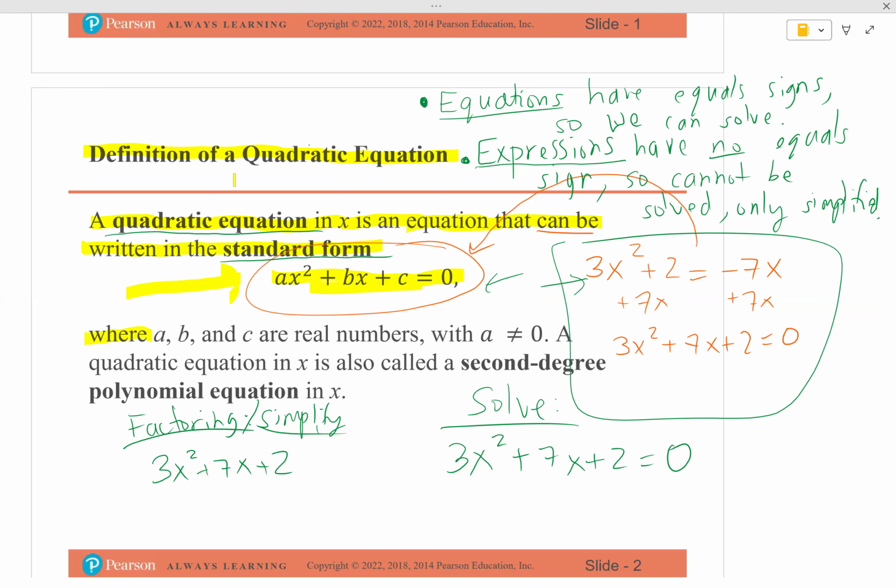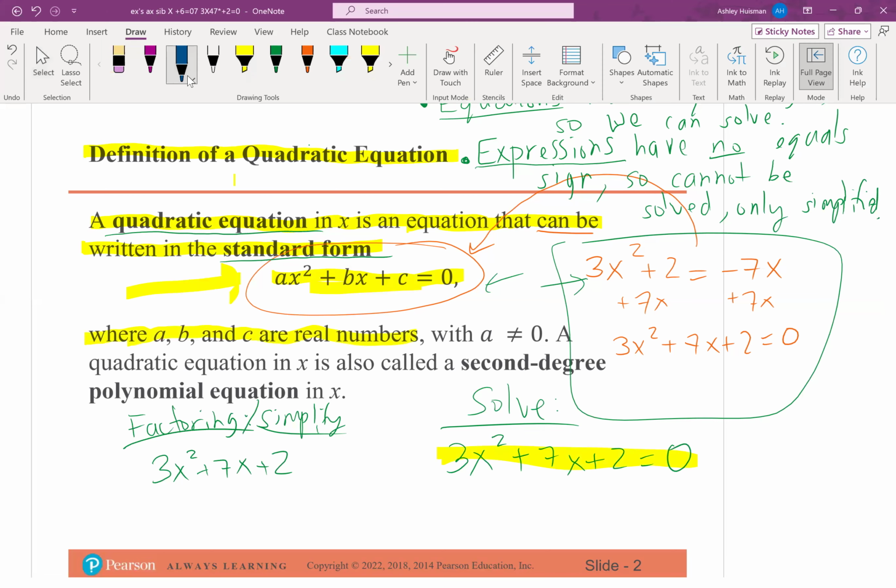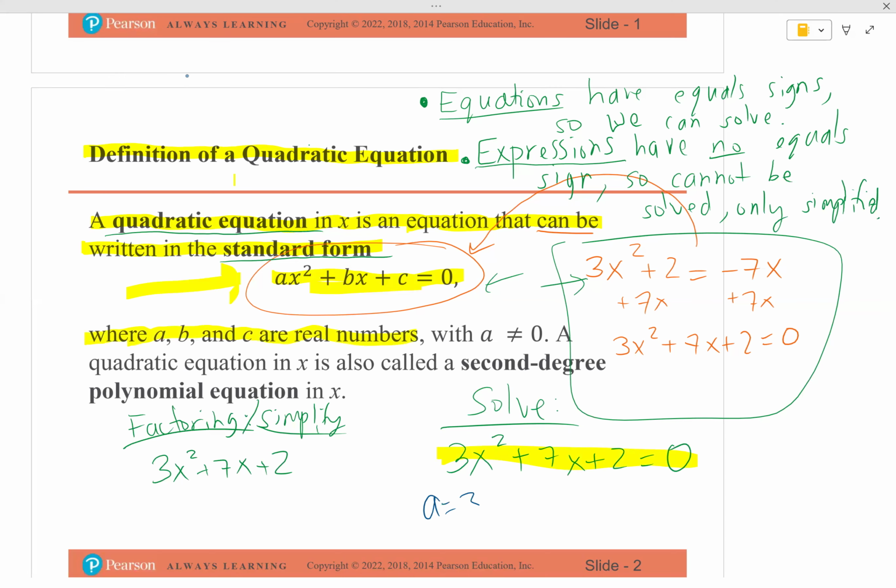So quadratic equations have this form, ax squared plus bx plus c equals 0. And just like in this example that I wrote here, a, b, and c are just real numbers. In that example, a is 3, because that's the coefficient of x squared. b is 7, that's the coefficient of x. And c is 2, that would be your constant term.